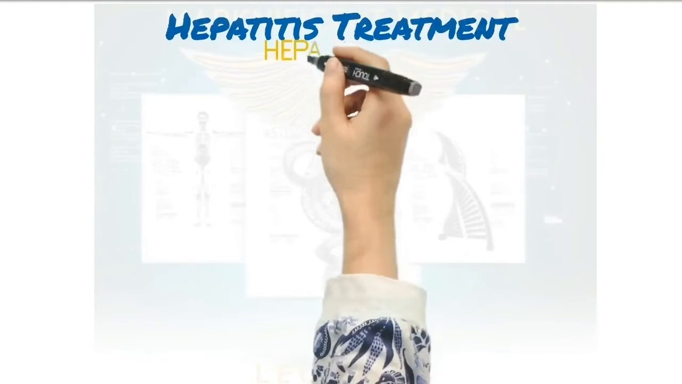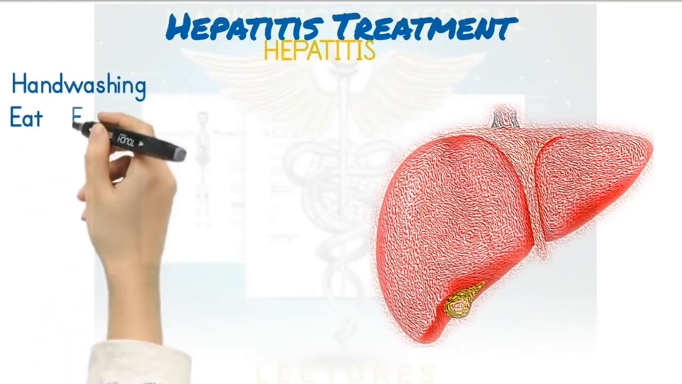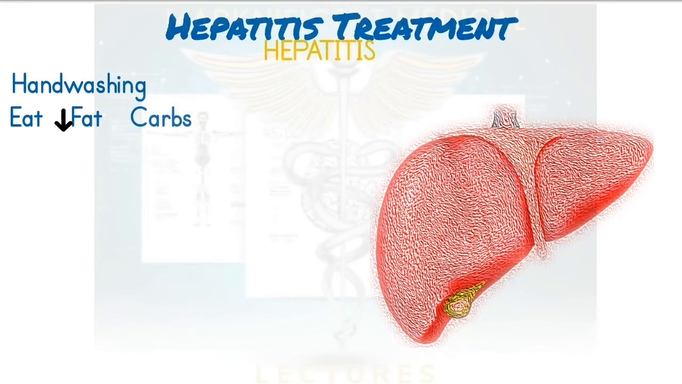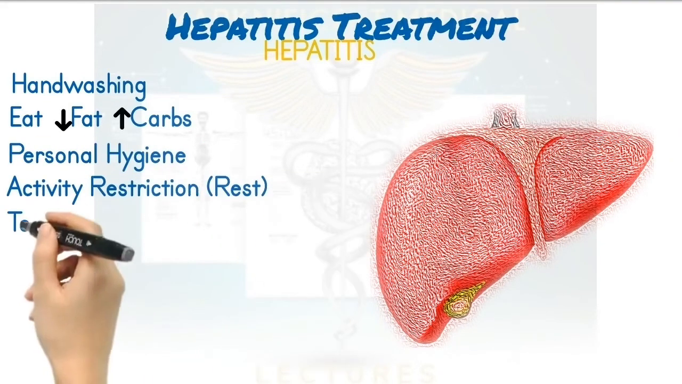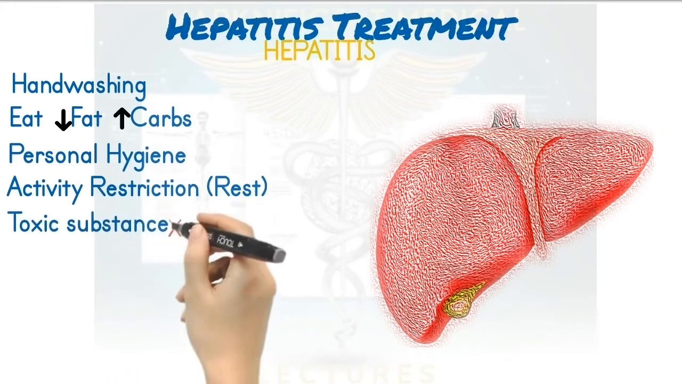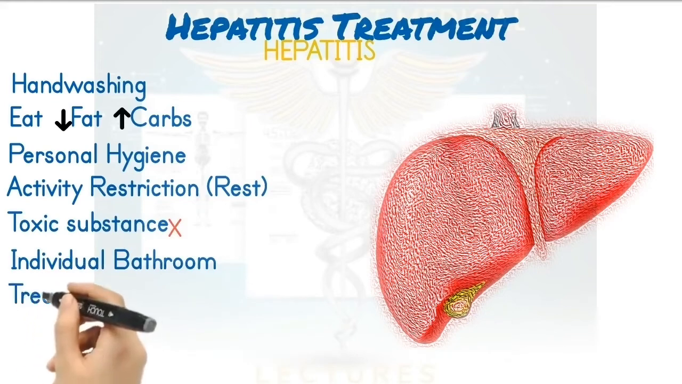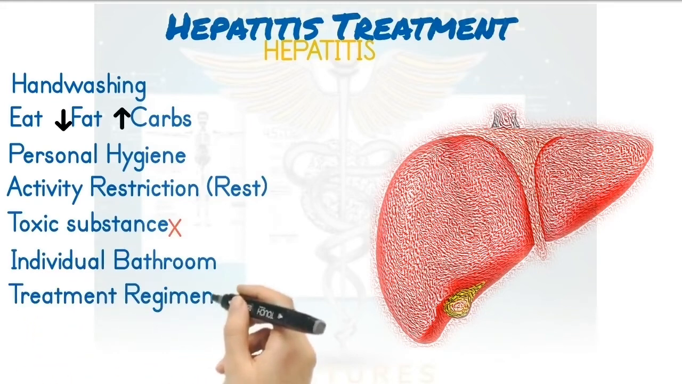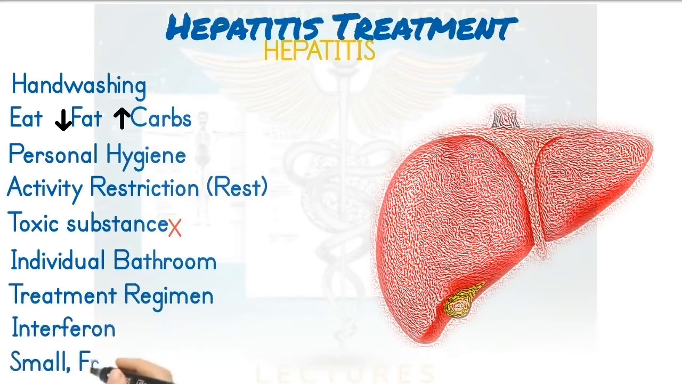Hepatitis treatment. The mnemonic is hepatitis. Hand washing, eat low fat and increase carbohydrates. Personal hygiene, activity restriction, that is rest, avoid toxic substance. Making use of individual bathroom, testing results to help with the accurate treatment regimen. Interferon, which is subcutaneous, and small but frequent meals.